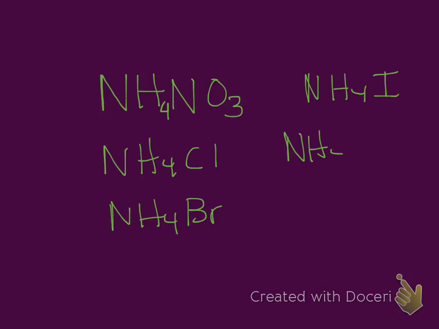Another example would be NH4ClO4. Okay, so that when they dissolve, the bromine ion or the chloride ion or the nitrate ion, you're going to cross that out as a spectator, and it won't influence the pH.